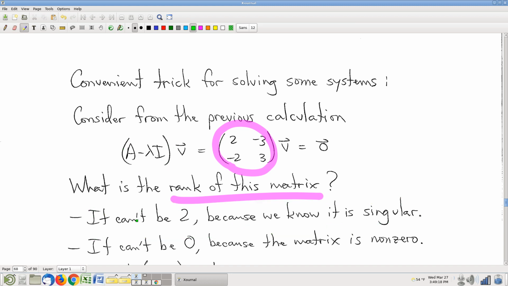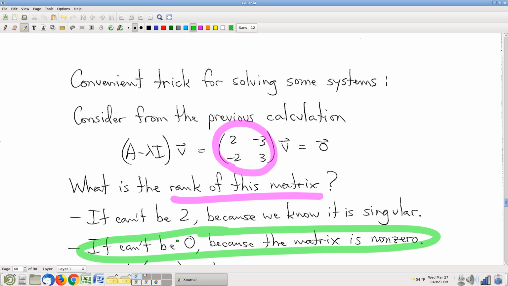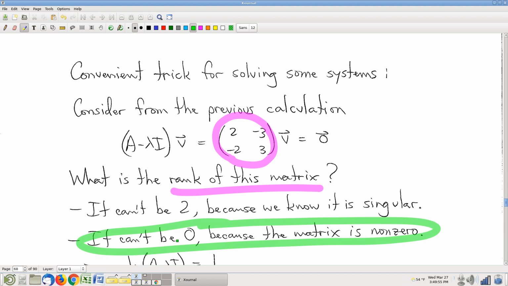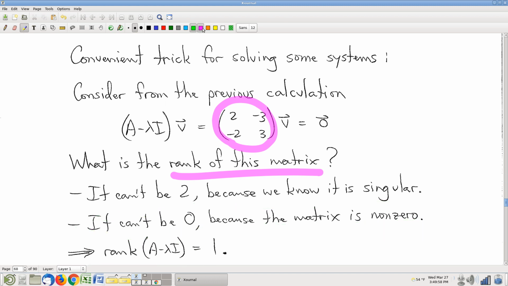The rank also can't be 0. This is a kind of silly observation, but it can't be 0 because if there's 0, there's no pivots. If there's no pivots, that means the reduced echelon form doesn't have any first non-zero entries in any rows. That means the reduced echelon form is all zeros. That would mean the original matrix is all zeros. That's by casual inspection obviously not true. So the rank, not clear yet why we are so excited about this, but the rank can't be 2, can't be 0, therefore it has to be 1. This matrix has rank 1.